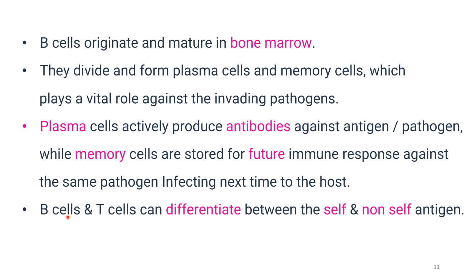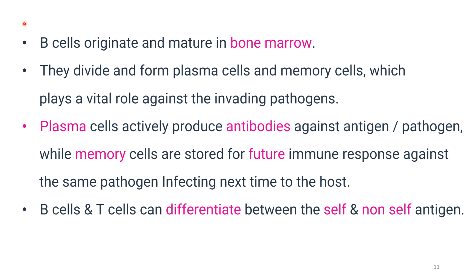The next important point to be remembered is that B cells and T cells can differentiate between self and non-self antigen. So it is very important to distinguish between our own cells' antigen and foreign antigens, or else our body can give an immunogenic response against our own cells. But our B lymphocytes and T lymphocytes can differentiate between self and non-self antigen, and thus they do not react with our own body's antigen. So this is all the basic information regarding B lymphocytes.